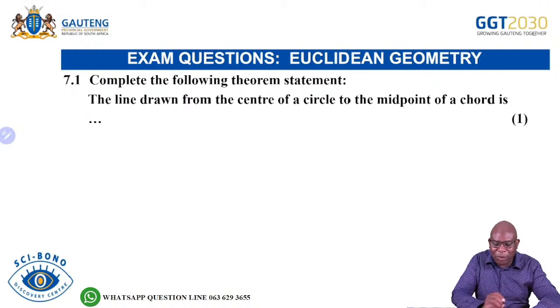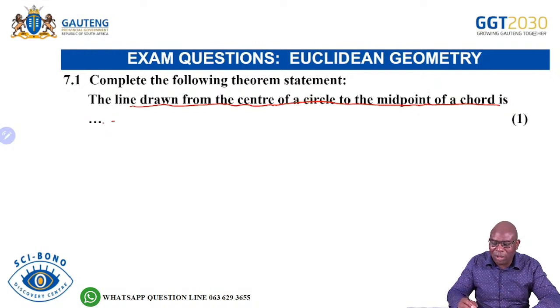Here it says complete the following theorem. This question is always there, on stating or completing these theorems. We'll give you the statement, but then we'll just take out some words. So it says the line drawn from the center of the circle to the midpoint of the chord is... and we have seen very interesting answers there when we were marking.